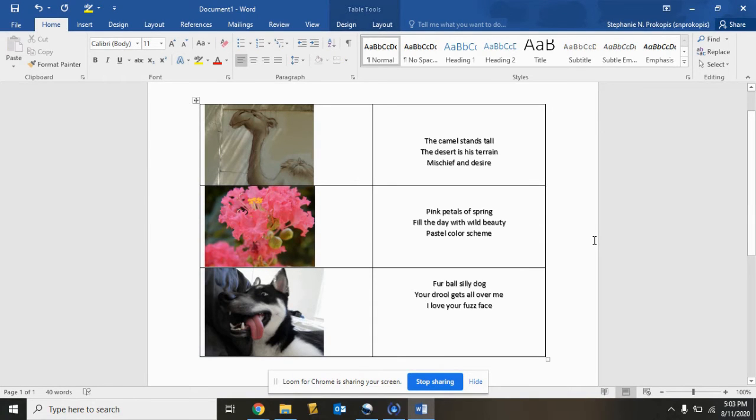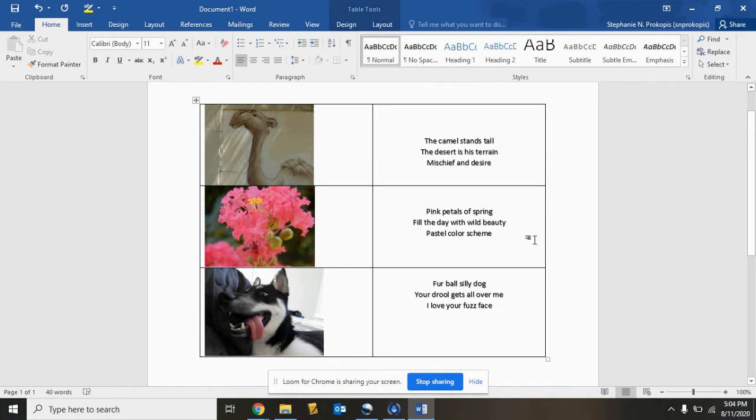All right, so here are my 3 photos, photo 1, photo 2, and photo 3 from my haiku photography adventure, and here are my haikus. For the camel, I have: the camel stands tall. The desert is his terrain, mischief and desire. 3 lines, 5, 7, 5.